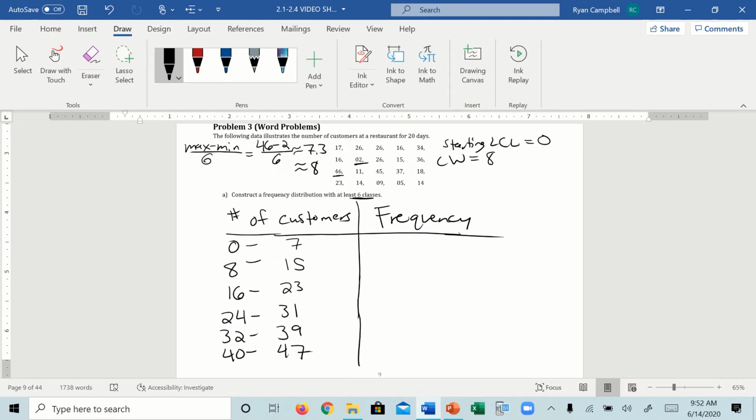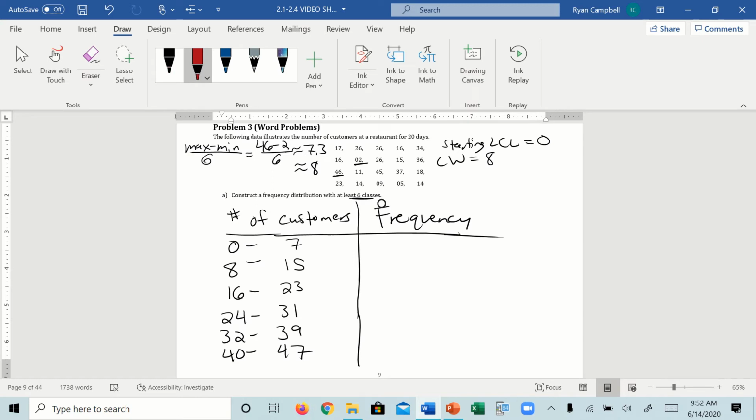Good. So now we just got to count them up, right? So how many are between 0 and 7? So we can see there's 2. So it looks like 2 are between these two numbers. Between 8 and 15, we got 9, 11, 14, 14, 15. So looks like that, 5 numbers. So again, it's not as pretty, but we can do it. You also could have gone up by 5s, right? You would have had more than 6, but that's okay.